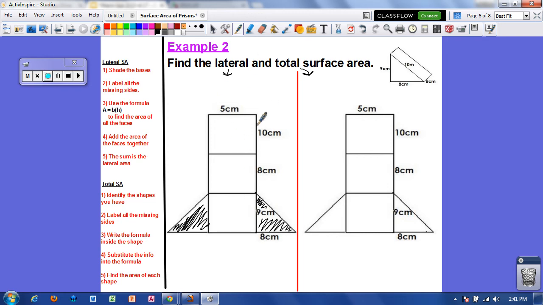Now I want to label missing sides. 5, this must be 5, 5, and 5. That's 10. This side is 10. If that is 8, this side is 8. And if this is 9, this side is also 9. Okay, area equals base times height for the rectangle. Area equals 10 times 5. So we know the area equals 50.